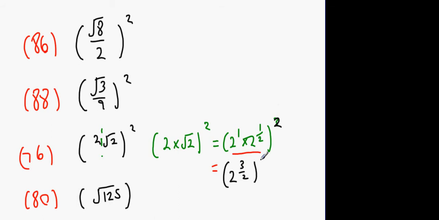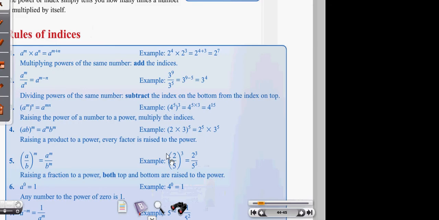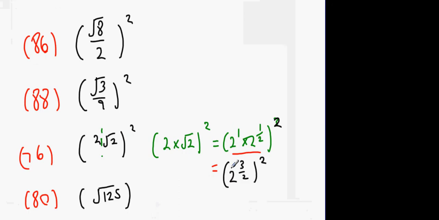Then we're going to go back and try to identify a rule where we have one big number, a power, inside the brackets with another power outside. We go back to the rules, and we identify this as rule number 3. Big number, power inside the brackets, a power outside. So this will lead us to multiplying the two of these together. 2 times 3 over 2 is 2 to the power of 3.